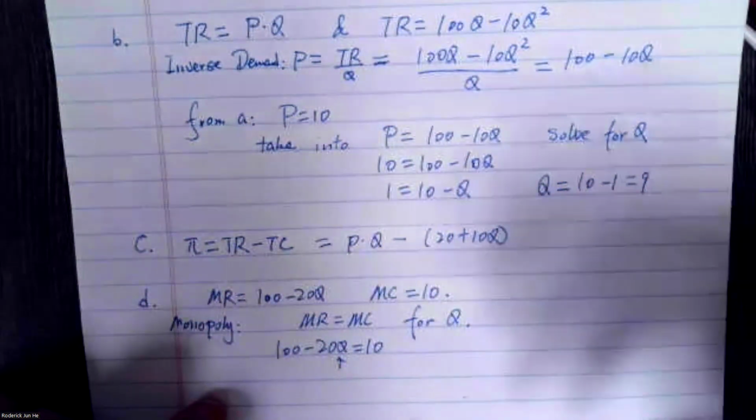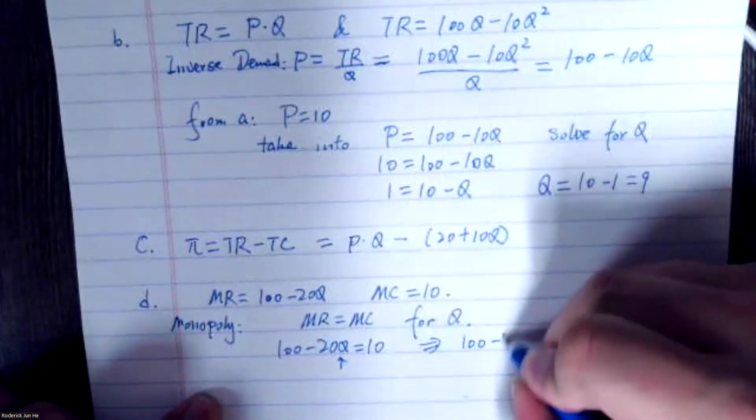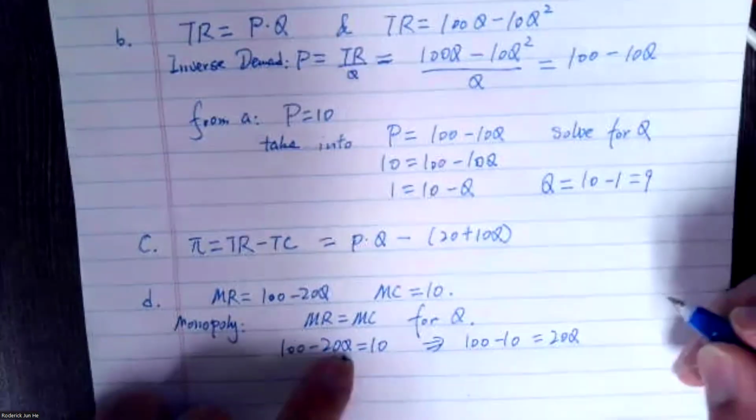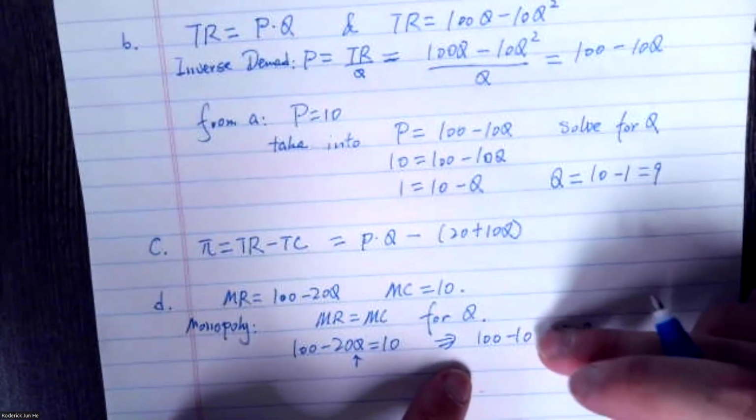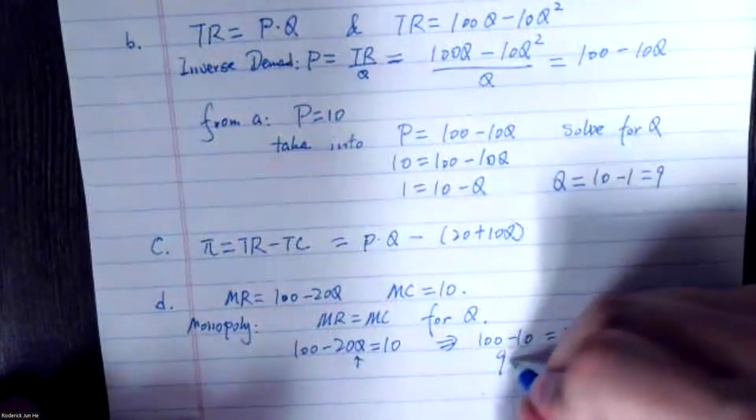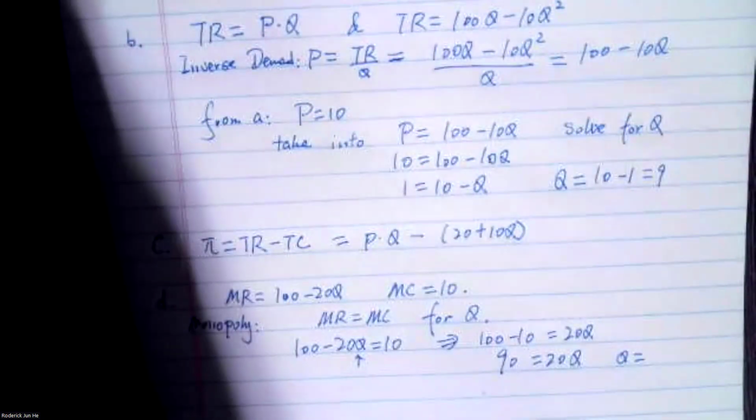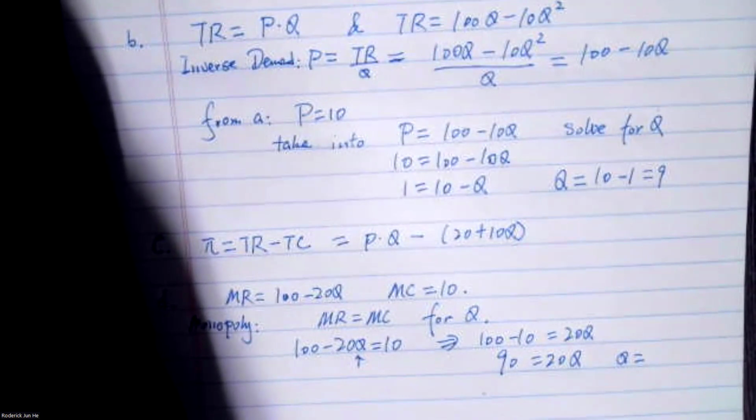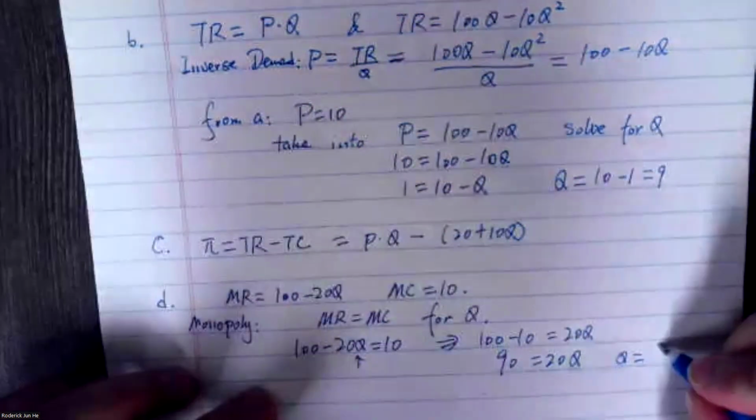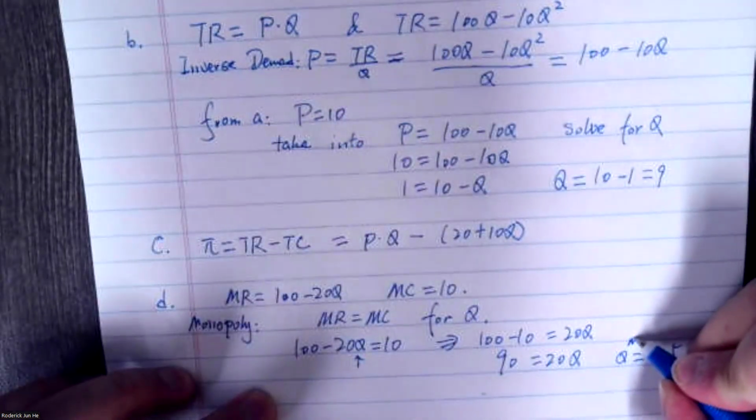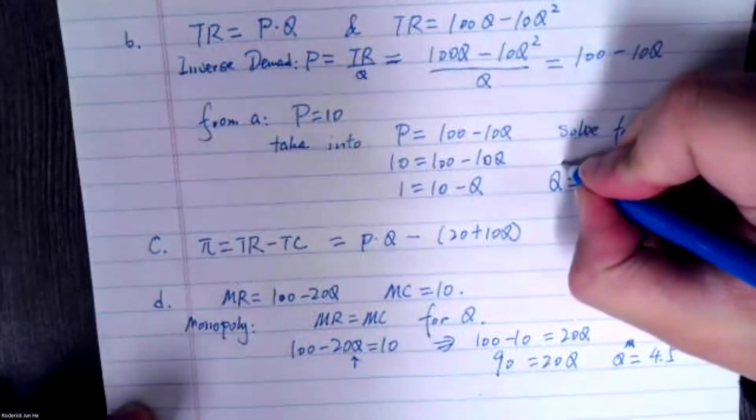Okay, so here what we got is 100 minus 10 equals 20Q. We move minus 20Q to the other side to change it into positive. This 10 moves to the left-hand side to change that into negative. So it's 90 equals 20Q. So Q equals 4.5. So here I note that as QM, which is the monopoly quantity, compared to QC.